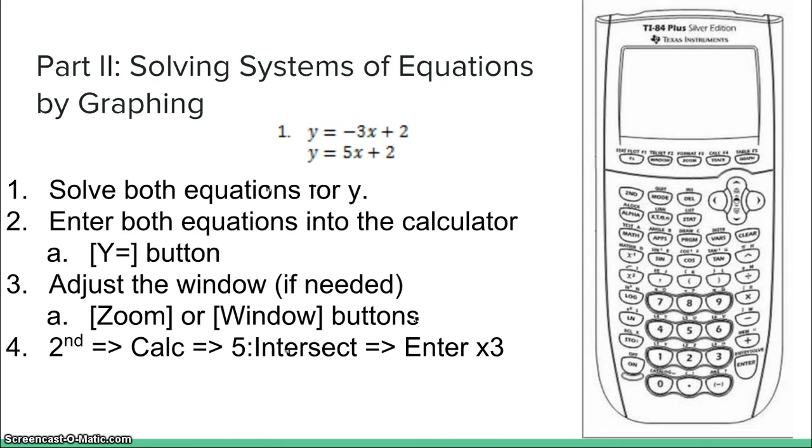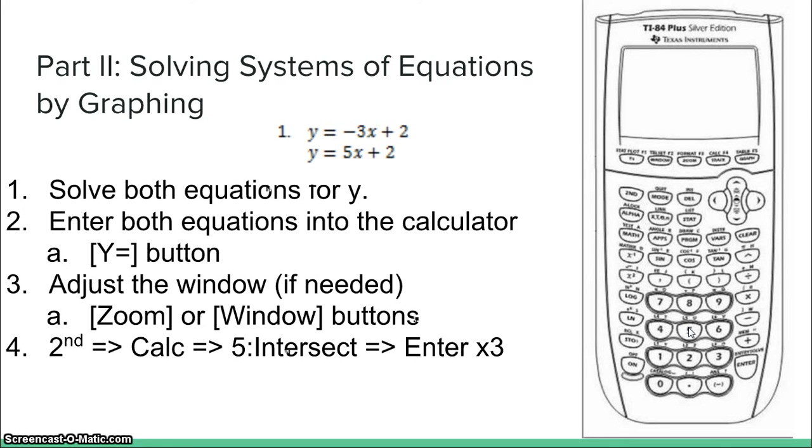Then finally, you're going to press second calc intersect. Okay, so what that looks like is you press the second key, then you come up and you press calc. You'll see where right above trace it says calc. You'll press that button. And then option 5 is intersect because we're trying to calculate the point where these two lines intersect each other. So second calc number 5.